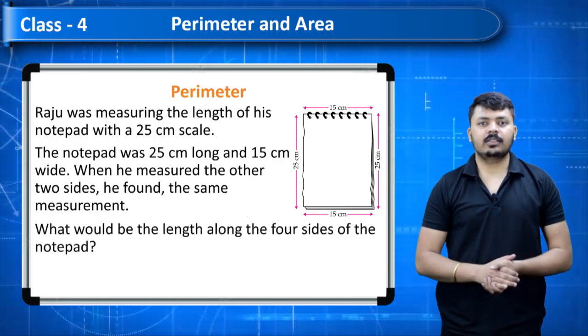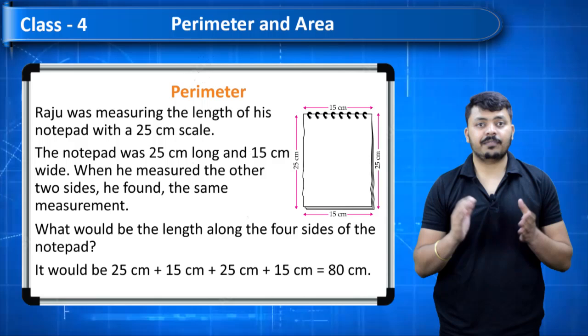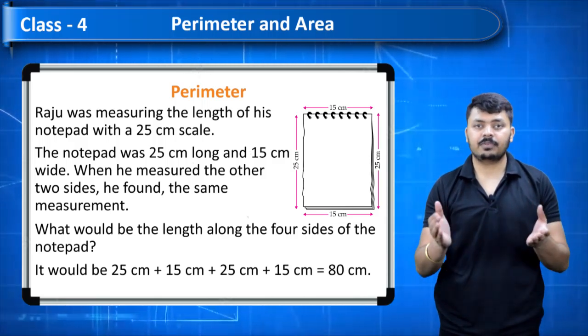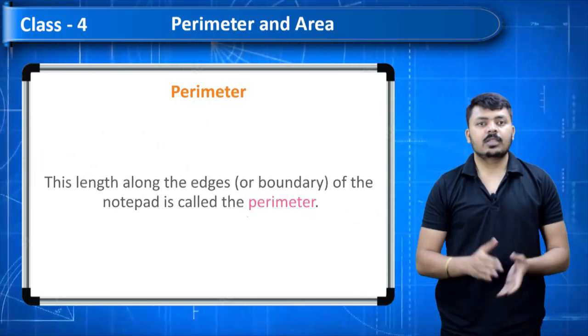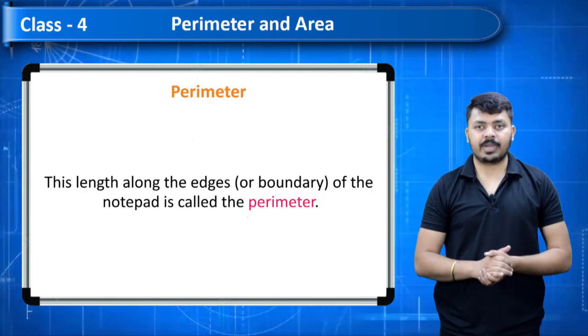What would be the length along the four sides of the notepad? It would be 25 cm plus 15 cm plus 25 cm plus 15 cm. That is equal to 80 cm. This length along the edges or boundary of the notepad is called the perimeter.